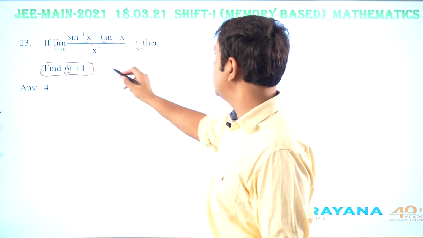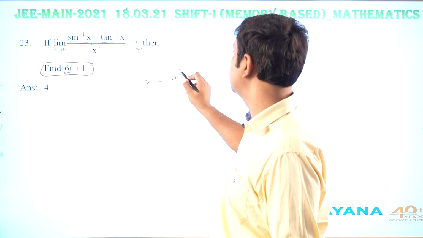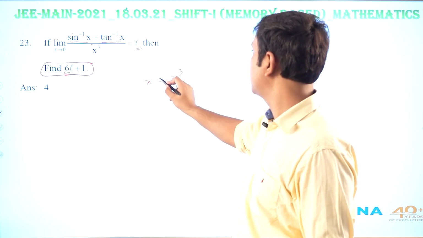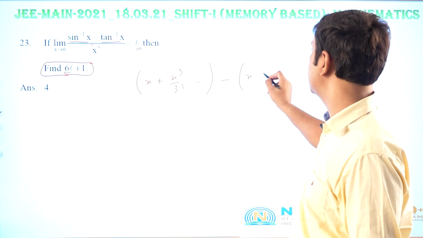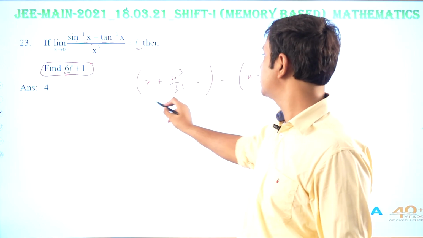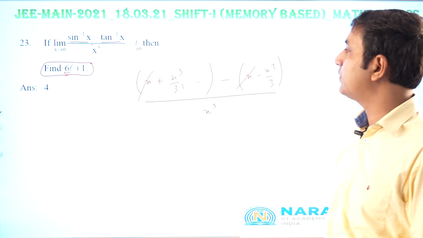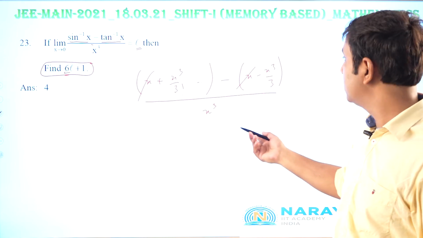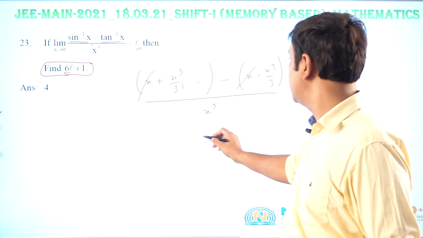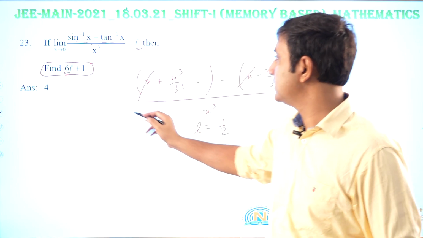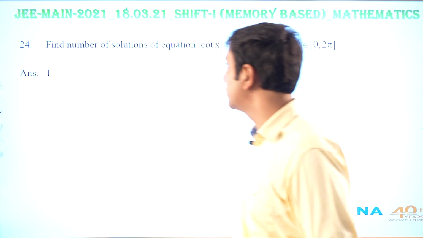Either way, limit, this will be x plus x cube by 3 factorial, minus tan inverse x, which will be x minus x cube by 3, and this divided by x cube, and limit x tends to 0. X will cancel, coefficient of x cube will determine the limit, which will come out to be half. The limit L is coming out to be half, then 6L plus 1 is 4. We'll mark that. We'll move on to the next question.